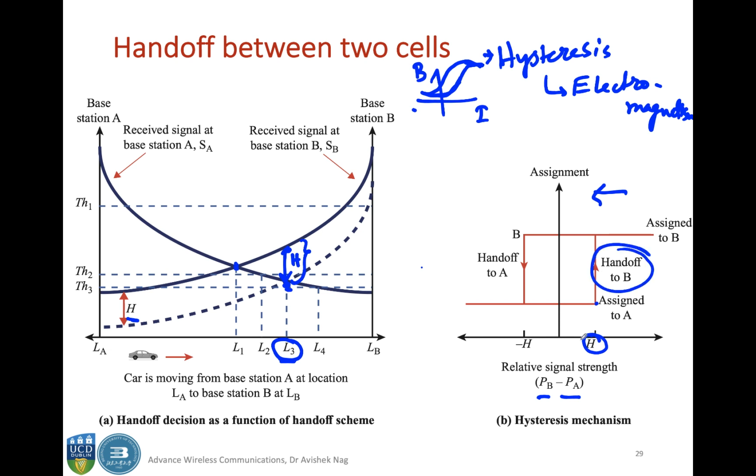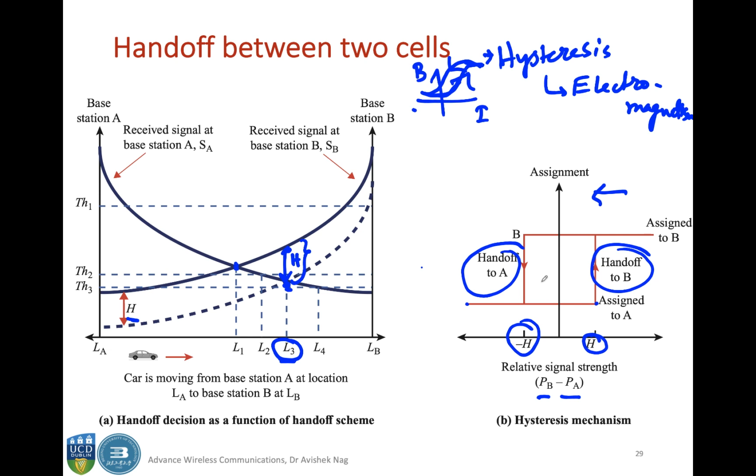Okay, when PB minus PA is greater than minus H, then you are handing off to A. So this is a similar hysteresis curve to the one you get for current versus magnetic field. Okay, so you are following a similar type of hysteresis curve.